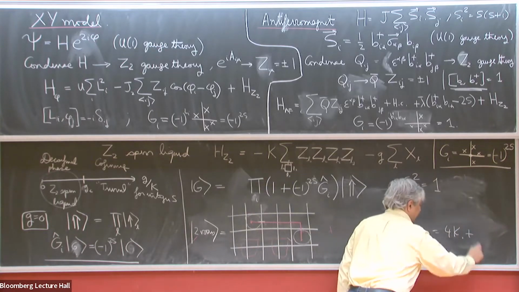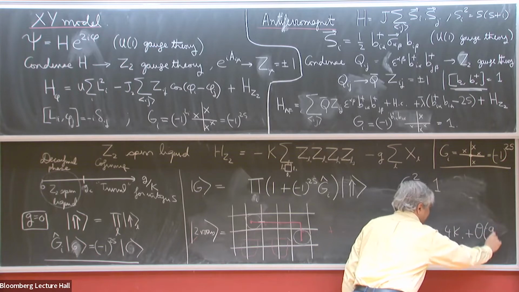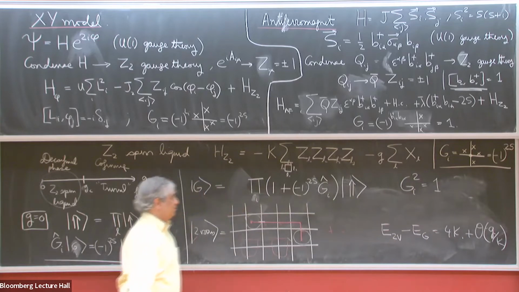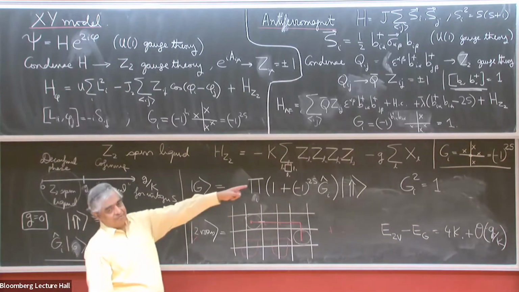And now I leave it to you to do perturbation theory. There'll be corrections of order G over K, which can be quite easily worked out by looking at the effect of the neighboring terms.